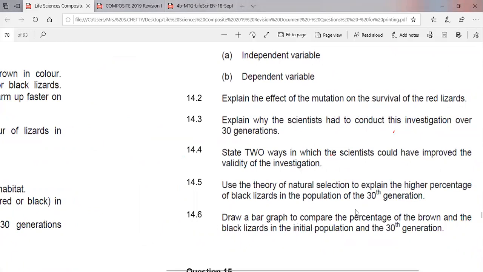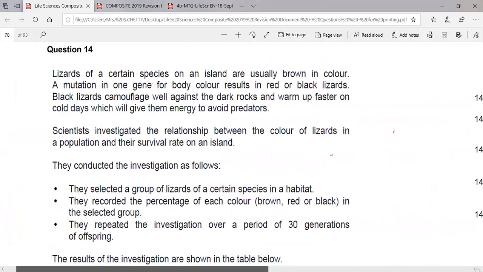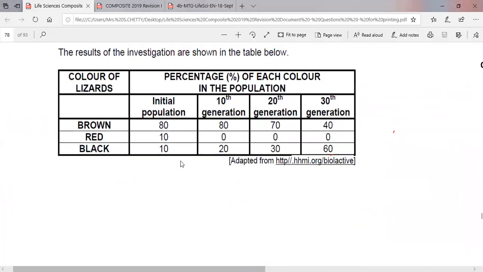Draw a bar graph to compare the percentage of the brown and black lizards. So they only said brown and black. Very often children draw all three, you know. So read the question carefully. In the initial population and the 30th generation. See, read carefully. So you want the initial population and the 30th one. So it's a comparison. Isn't that so? Double bar graph. So let's look at the answers, my darlings.